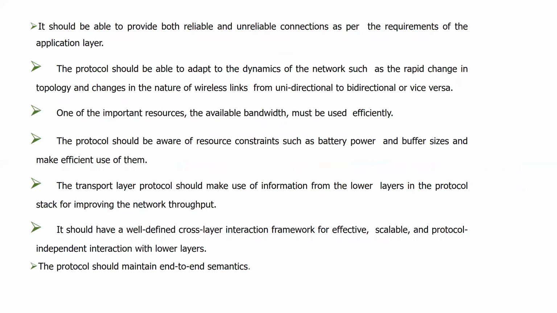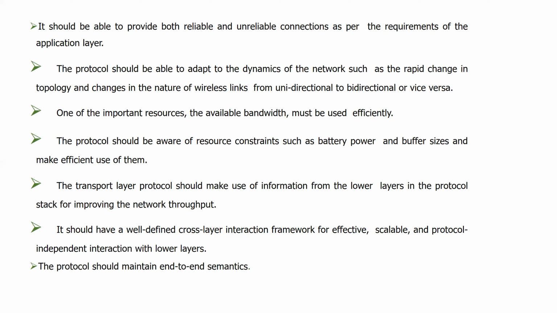Next comes reliable and unreliable service. As per the requirements, either can be provided, TCP or UDP. Next comes bidirectional communication, which is the ultimate aim. The bandwidth has to be effectively utilized. Then the battery power and the buffer size. Because we send data in the form of a stream of bytes using TCP, writing and reading the data cannot take place at the same time, so we use a buffer in the transport layer. The buffer size also has to be reduced, as it is nothing but memory.